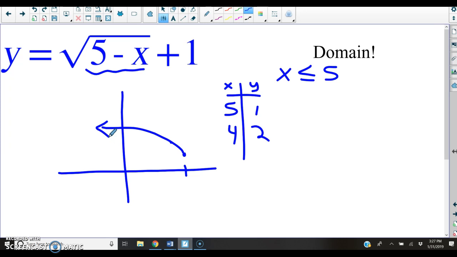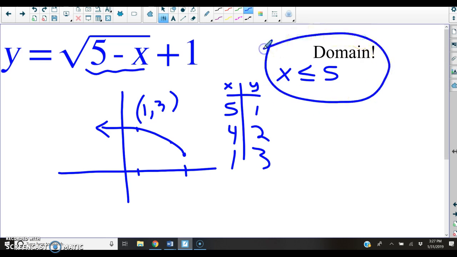Practice a few more. If I were to put in 1 for x, I'd have the square root of 4, which is 2, plus 1 is 3. So here's my 1, 3. All right? So I have to consider my domain on these, much more so than I did on quadratics.